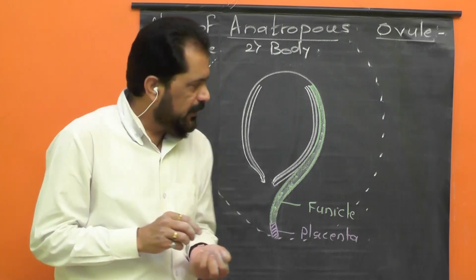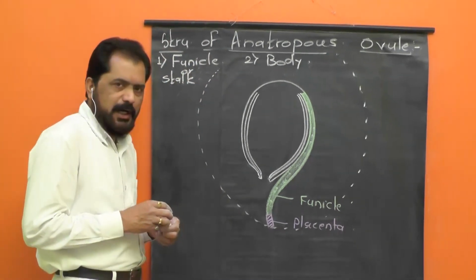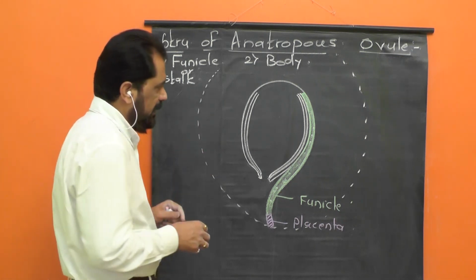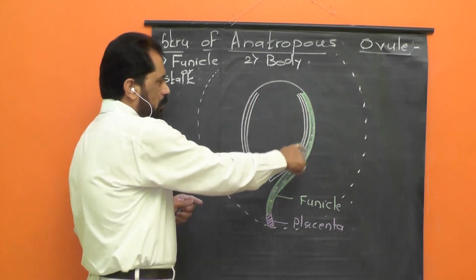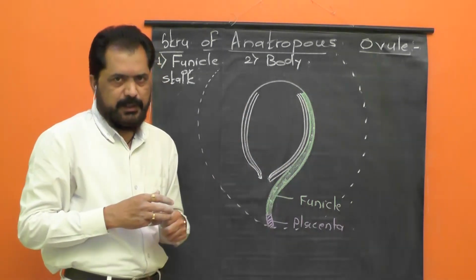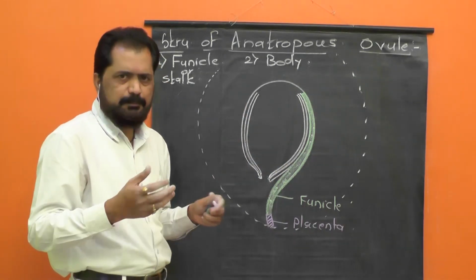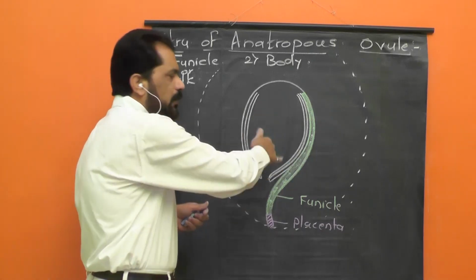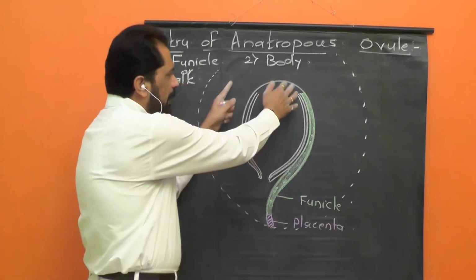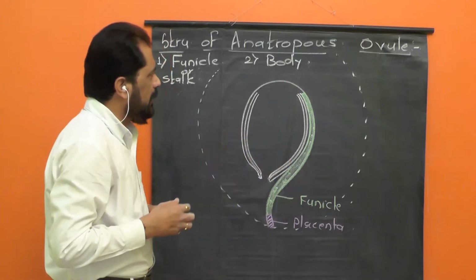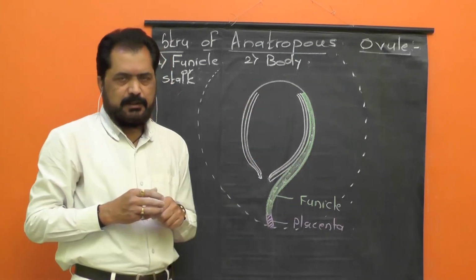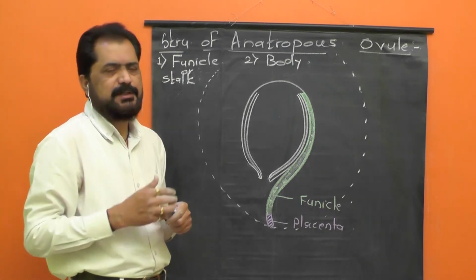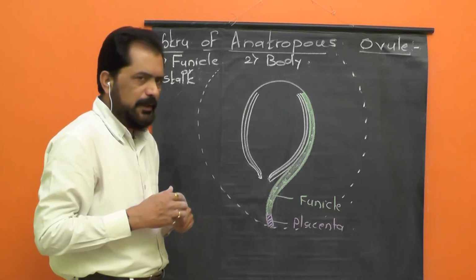Now let us talk about the body. The body is the upper, large, oval and massive part. You can see in the diagram, with the help of white chalk I have shown the body. It is the upper part, but you know in anatropous ovule it is inverted. So this upper large oval part is known as the body. The body consists of different components, different structures. Let us see each one by one.